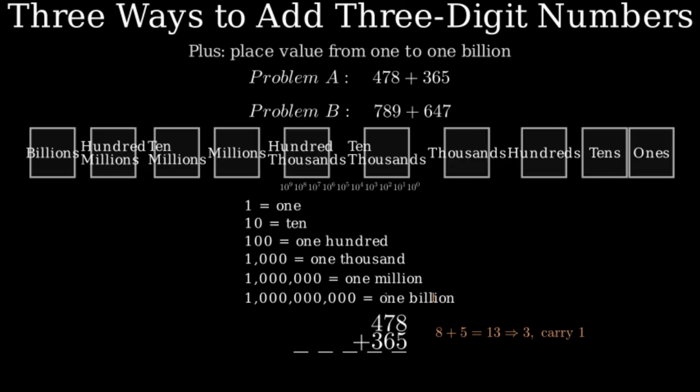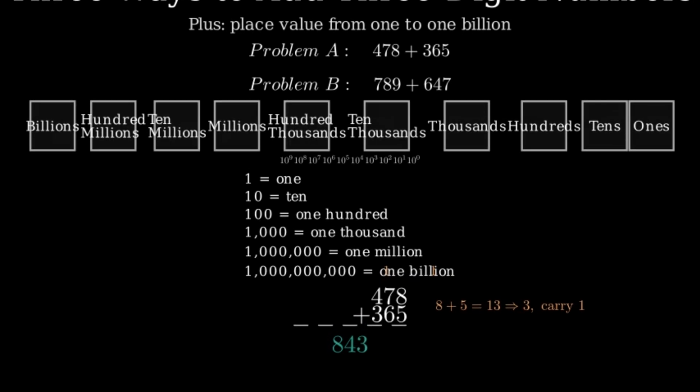Now, the tens, 7 plus 6 plus the carry 1 equals 14. Write down 4 and carry 1 to the hundreds. Finally, add the hundreds. 4 plus 3 plus the carried 1 equals 8. So our answer is 843.